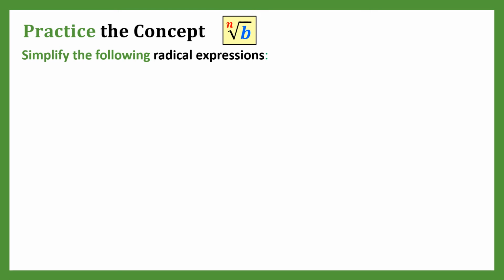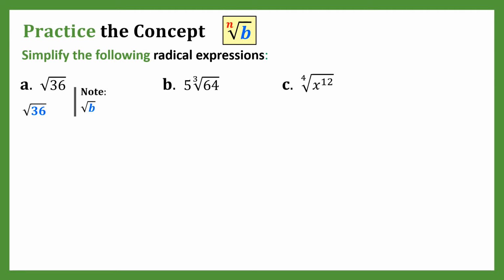Now, let's practice the concept of the nth root of b by simplifying the following radical expressions. If we look at the first example, we are given a radical expression that does not have an indicated root. But note, when the root is not indicated, this implies the second root. And so, in this first example, the root is 2, which means we have the square root of 36.